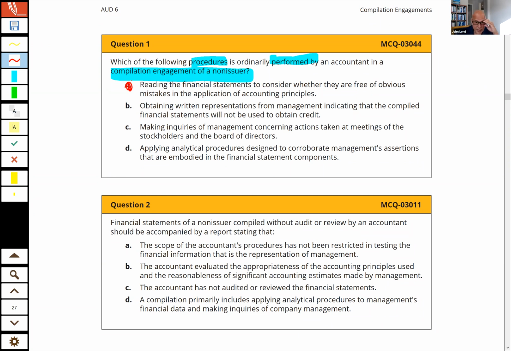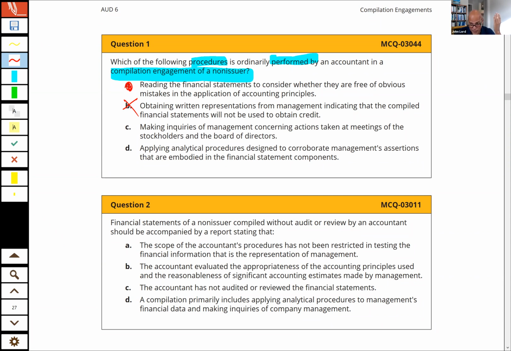We did not say that. We never said that we get written representation from management. We get an engagement letter, but we don't have a management rep letter. We haven't said that yet. We get it in an audit. We said it for an audit. We will see it for a review. We don't need a management rep letter in a compilation. We don't need it in a preparation. Okay, so no.